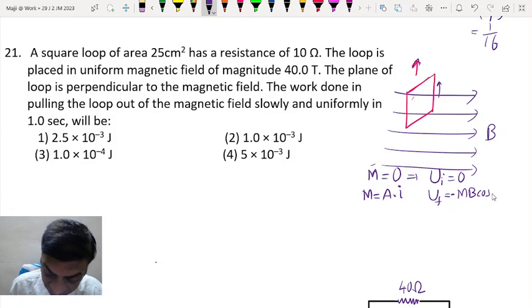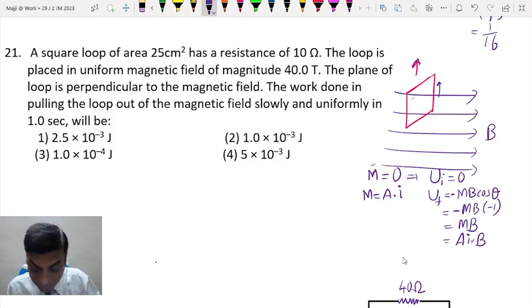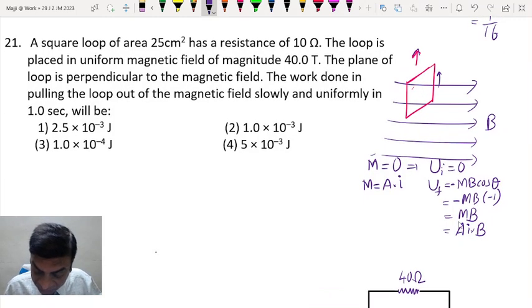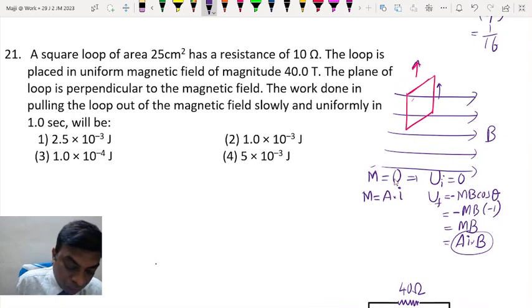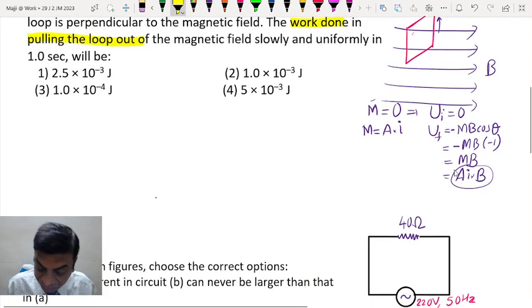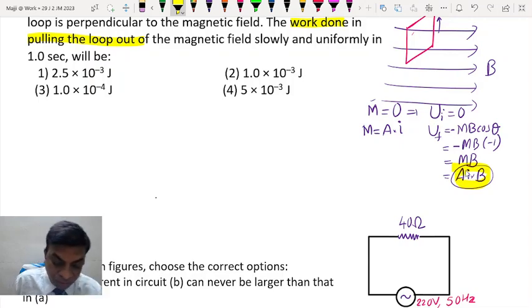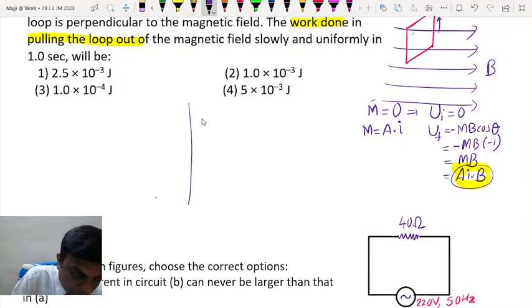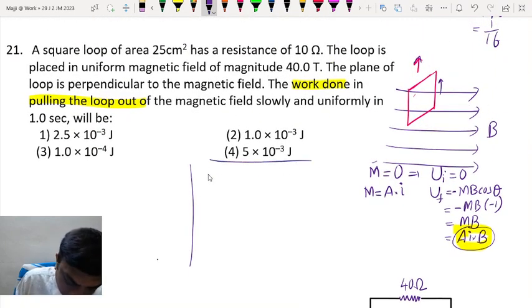Formula for potential energy is minus MB cos theta. Here, because it is induced EMF, theta will be 180 degrees. So minus MB into cos 180 is MB, that is A I B. This potential energy is gained at the expense of work done in order to pull it out. So basically we are finding the work done in pulling out the loop in terms of the magnetic potential energy gained by the coil. Both will be the same as per the law of conservation of energy. So the required work done will be the increase in potential energy, that is equal to A I B.